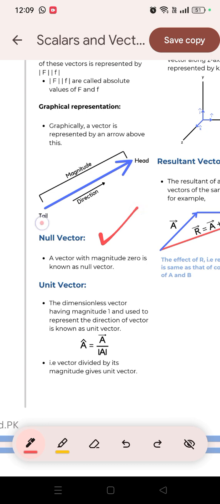Null simply means 0. So either the magnitude or direction both are 0, or even just the magnitude is 0. This means that is called a null vector. This means the place or the area has not been covered, so this would of course be 0.